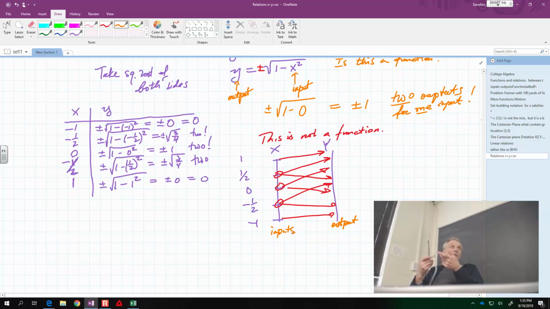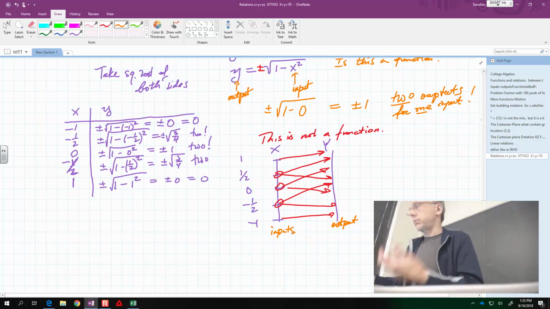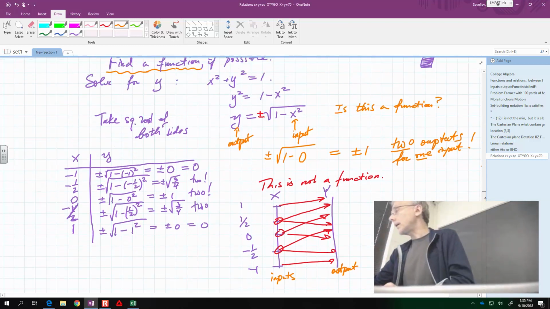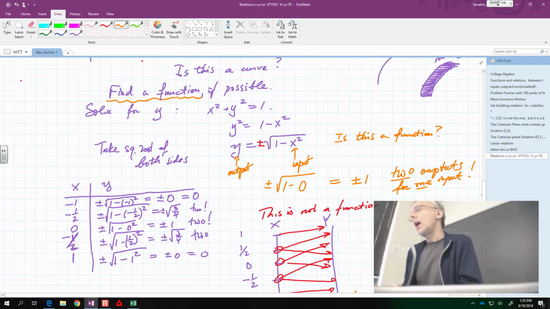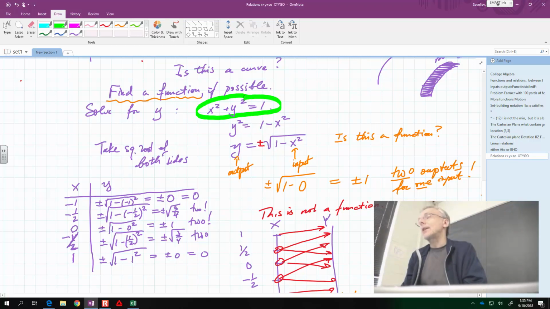It has a plus or minus, and naturally, every time you're dealing with anything quadratic, you might end up with something that is not a function. Okay, so you are solving for y. Well, let's review what has happened here. Very simple relation right here. And then we decided to find a function for it. Solve for y. We solve for y, and then we ended up with plus or minus. And then it turns out this is not a function.